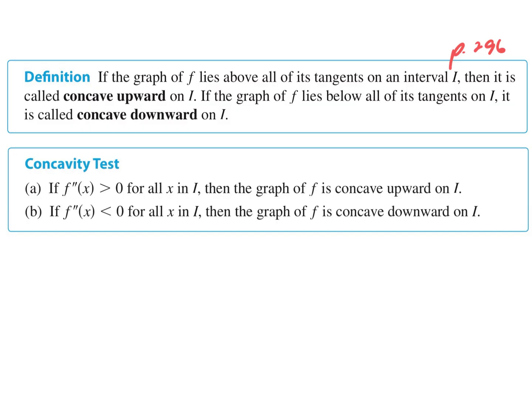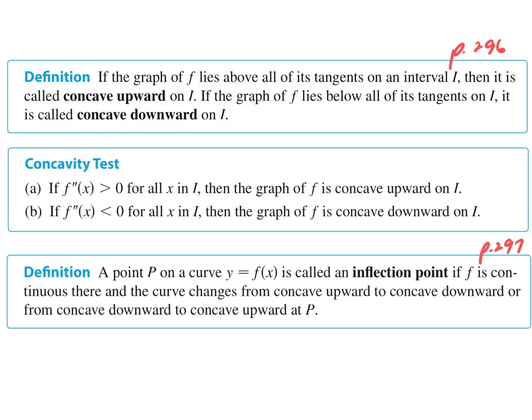And then the last definition that I gave you here. Okay, if the concavity changes from concave up to down or down to up, then we have what's called a point of inflection or an inflection point. Most of the time we call it a point of inflection. I know in the book they said inflection point. But oftentimes what you'll see is this abbreviation, which is fine.